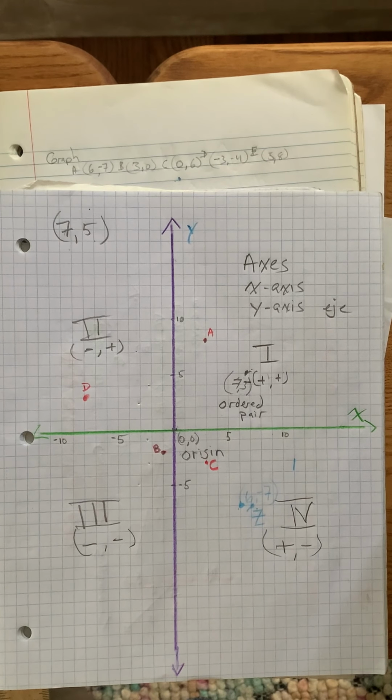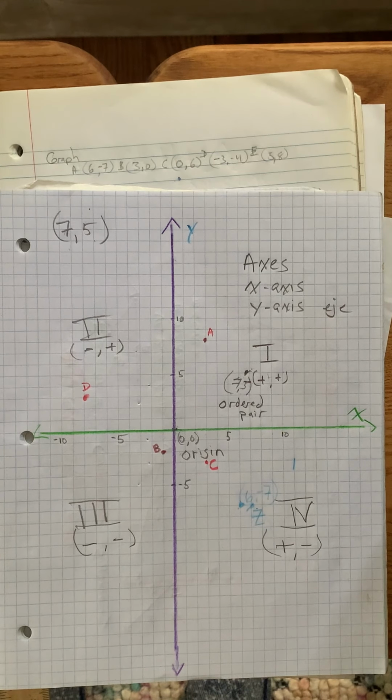So what are we going to do with this? We're going to plot points. They're going to give you some coordinates, and you're going to just plot those on your graph paper and label them. And then they're going to give you points, and you have to tell what the ordered pair is.